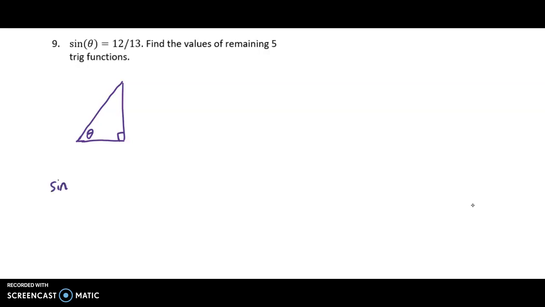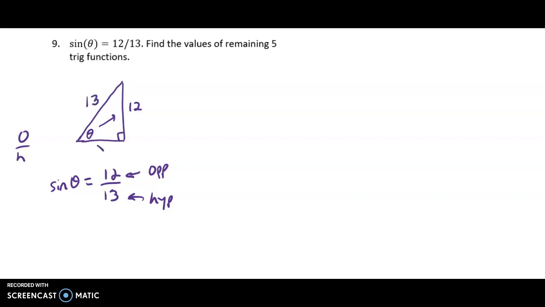So I told you sine of theta is equal to 12 over 13. You should know that sine is opposite over hypotenuse. So that means I can let 12 be the opposite and 13 be the hypotenuse. So opposite of this is 12, and then the hypotenuse is the one that's across from the right angle. So that's 13.